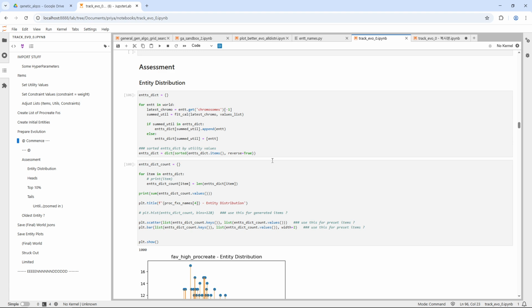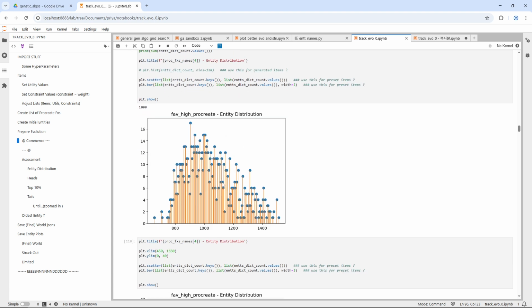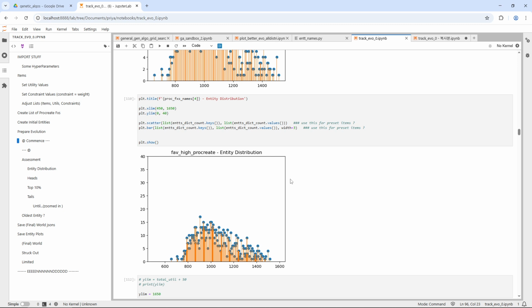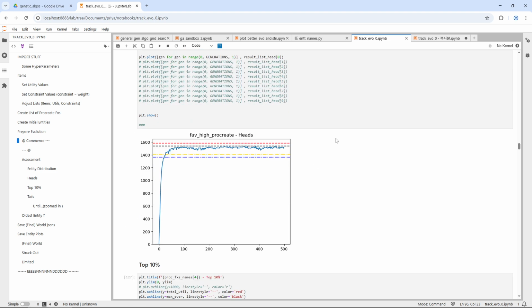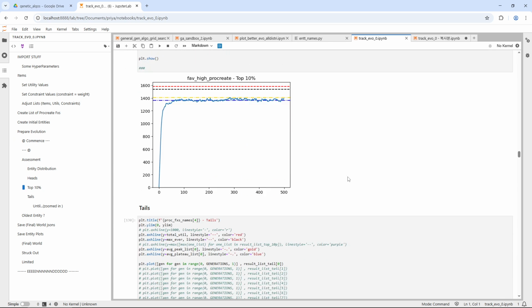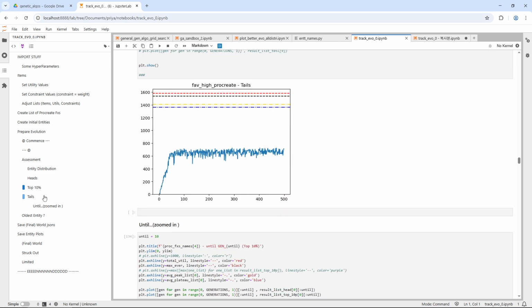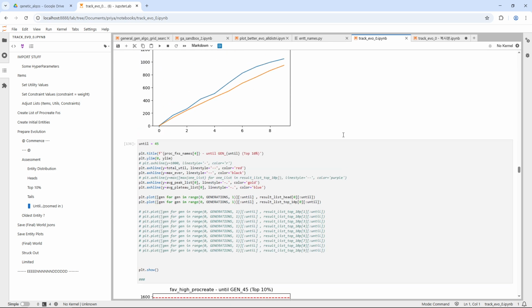And then I go through the usual assessment. So this is usually what the entity distribution looks like. This is, on a wider scale, but same thing. And the heads, some utility value of heads, some utility value of average of top 10%, tails, and then zoomed in.